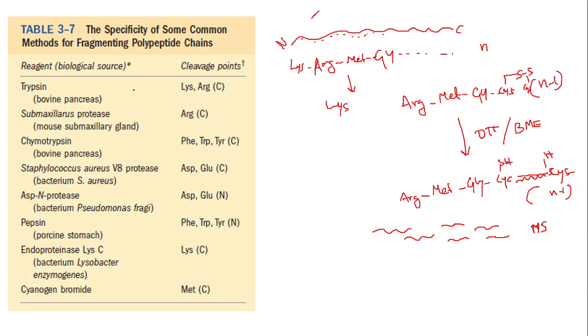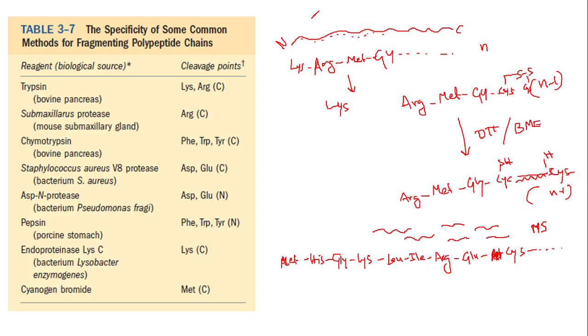So how do these enzymes work? This is a cleavage point. Trypsin, for example, I'll give an example. Let's say this is a peptide chain which looks like this: methionine, histidine, followed by glycine, followed by lysine, followed by leucine, followed by isoleucine, followed by arginine, followed by glutamic acid, followed by, let's say, cysteine, and so on.